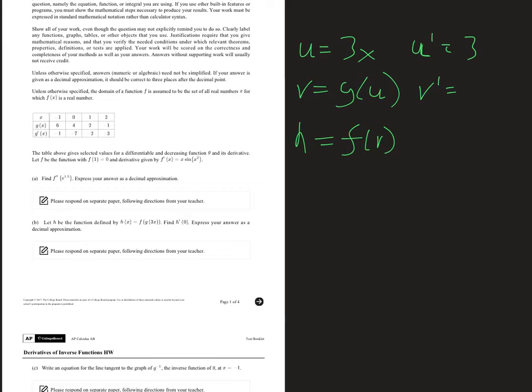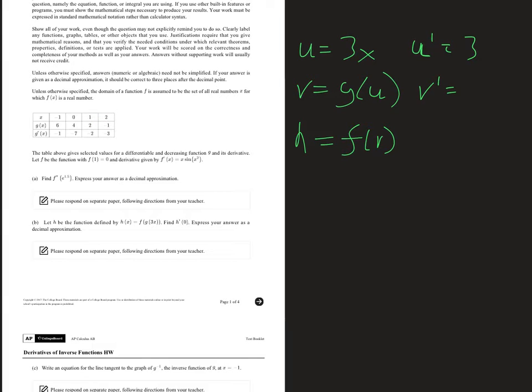Well, I've got to think forward. What are they really asking me for? They're asking me for h prime of 0. So it doesn't actually matter what the derivative is as long as I'm able to plug 0 into it. And so that's where I look at my table. I don't have a formula that I can write down for g or g prime, but I do have a table, and I can maybe plug in 0 or a few other numbers to that.